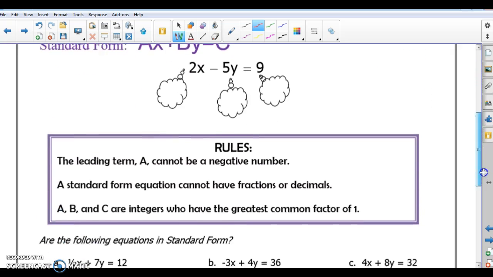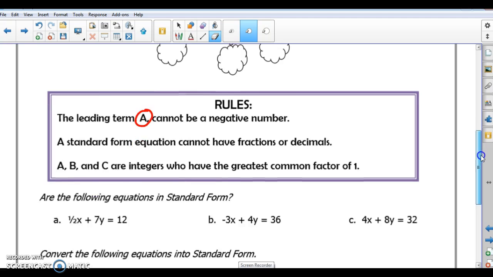Alright, so the rules are: the leading coefficient a cannot be negative. For example, 2x minus 5y equals 9 is standard form, but if you have a negative in front of 2, that's not going to be standard form because a cannot be a negative number. And a standard form equation cannot have fractions or decimals. So a, b, or c, none of them can be fractions or decimals. And a, b, c are integers that have a greatest common factor of 1.